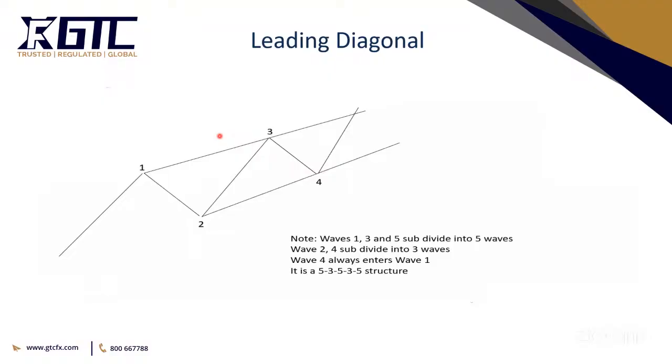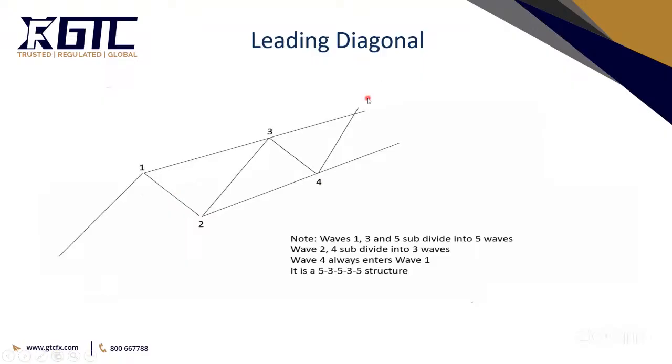The leading diagonal is a beginning pattern where the trend is just about to begin. All right. And that's why the name leading diagonal. A leading diagonal normally is seen in the first wave or A wave. It is always seen in the first wave of an impulse or A wave of a correction. I have not written this over here, but remember, please, first wave of an impulse or A wave of a correction. It is a five-wave structure labeled as 1, 2, 3, 4, 5.